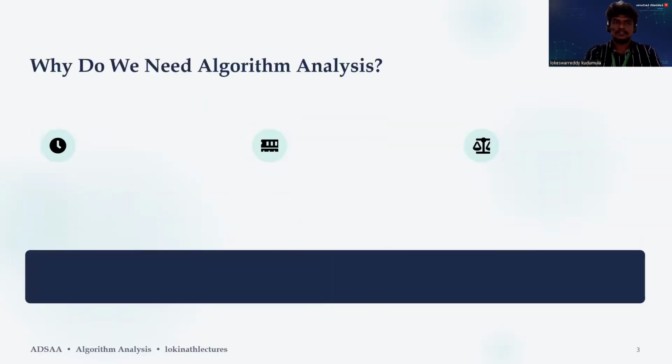So first, why do we need algorithm analysis?